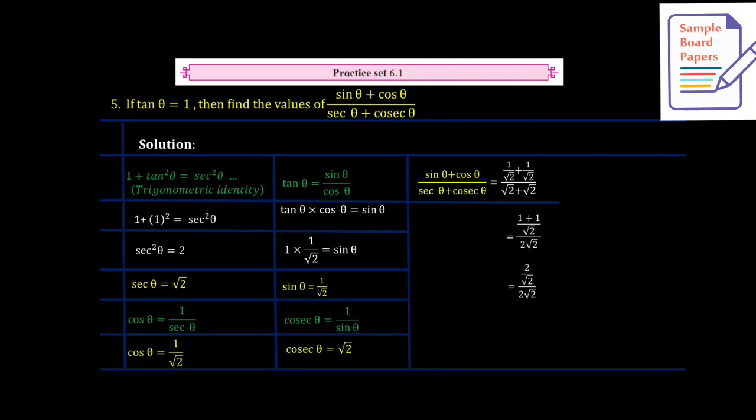Now the numerator's denominator will come in the denominator. So that root 2 from the numerator will come in the denominator. So 2 upon 2 root 2 multiplied by root 2. Now 2 and 2 get cancelled from numerator and denominator, and root 2 and root 2 we can multiply. What is root 2 into root 2? Yes, whenever roots are multiplied, the root sign gets cancelled. So root 2 into root 2 is root 4, that is 2. So in the numerator 1 is left, nothing there means 1, and in the denominator only 2 is left. So sin theta plus cos theta upon sec theta plus cosec theta is 1 upon 2.